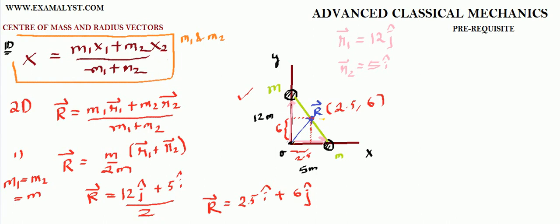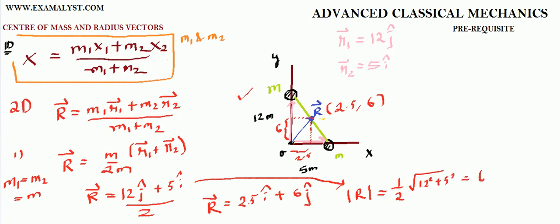So now you find the R vector. Now if I ask you what is the magnitude of R, let us calculate from here, that will be better. The magnitude of R will be, take 1 by 2 outside, and root over of 12 square plus 5 square, so somewhere around 6.5. So that will be the length of the radius vector R.